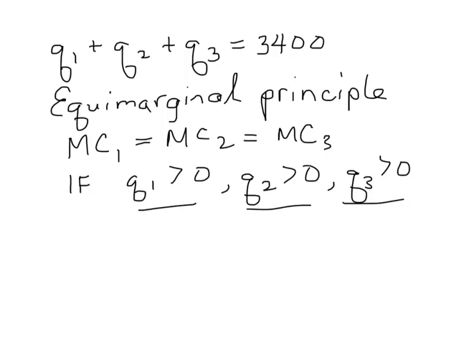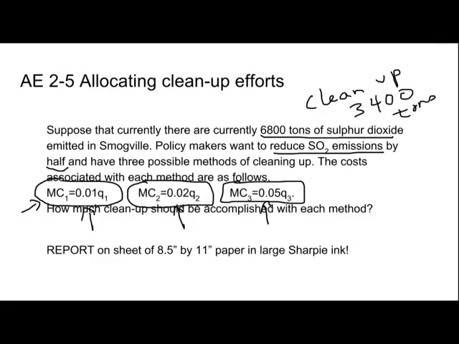Well, this gives us a way to solve this problem. I'll go back to the problem to remind you. Notice that the marginal cost of methodology 1 is 1/100th, 0.01, times however many tons we clean up with method 1. Marginal cost of method 2 is 2/100th, or 1/50th, times whatever quantity we clean up with method 2, and marginal cost of the third method is 1/20th, 0.05, times however much we clean up using method 3. So those expressions for marginal costs let us solve this problem. Let me show you how.